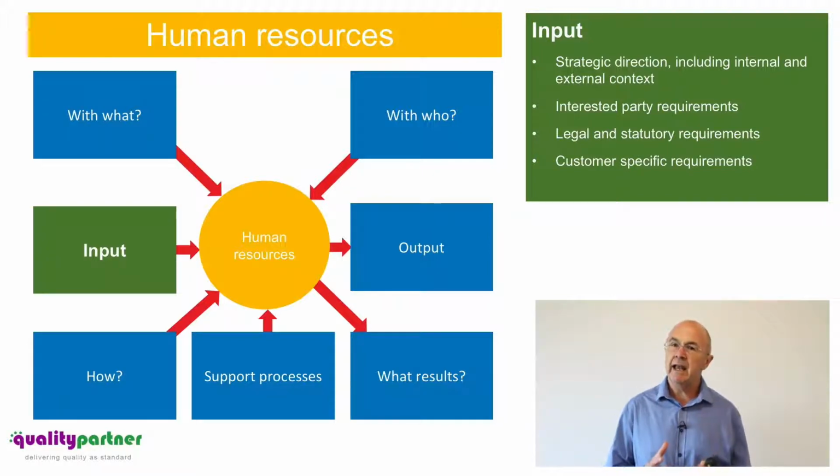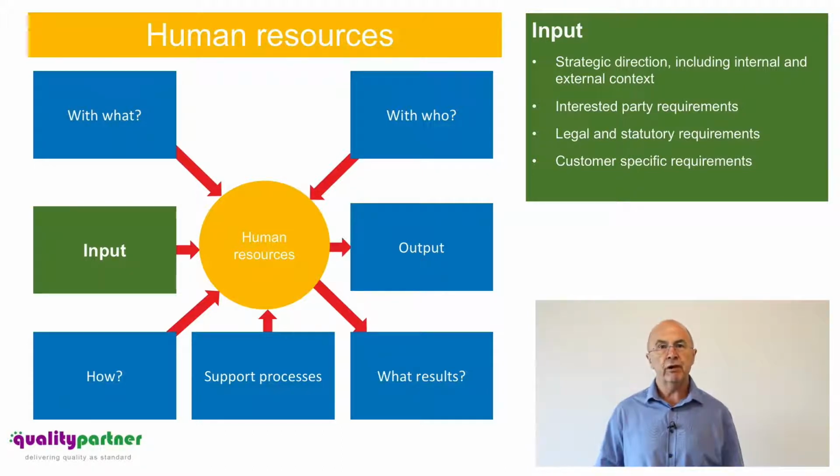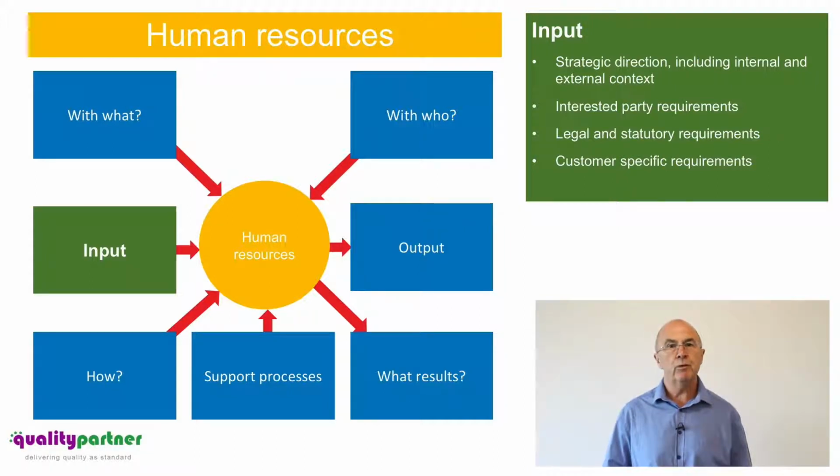So this is really laying out the plan for the organisation, and part of the plan will be making sure that we've got sufficient human resources to make sure we can fulfil the content of the strategic direction. So that would be a key input into the human resource process. We also need to take into account interested party requirements.